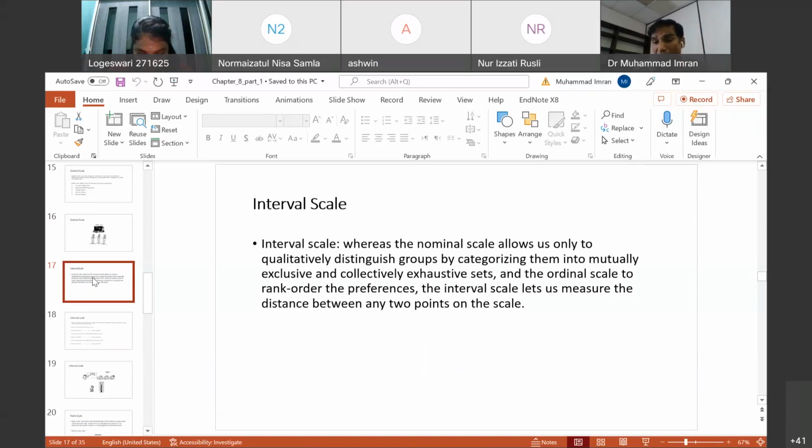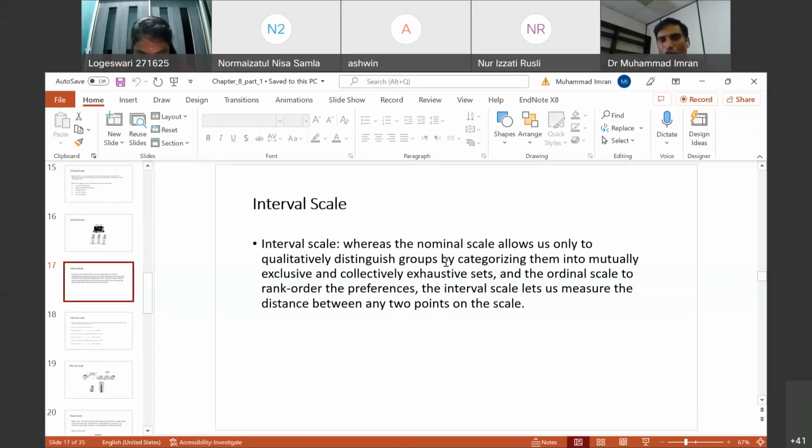I will have some exercise regarding all these 4 scales. Okay, no worry about it, by the way. Interval scale. We must give the category and the rank, and then we must identify the interval between 2 variables, between 2 objectives.